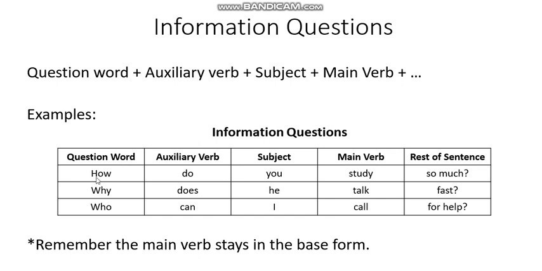First example, how do you study so much? Here we're looking for information. We're looking for details. Same with the next example. Why does he talk fast? Again, information. This is not a yes or no question. We want details. We want information. And again, remember the main verb usually always stays in the base form here.